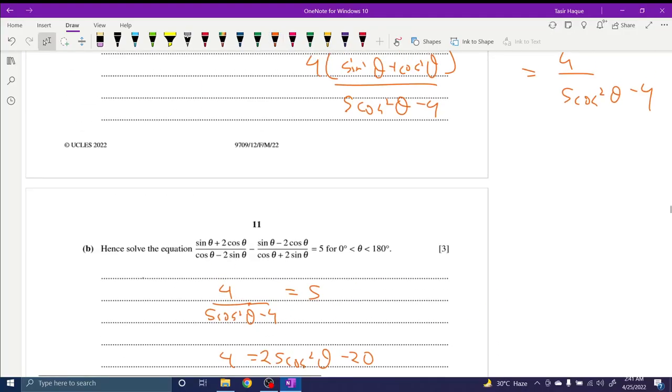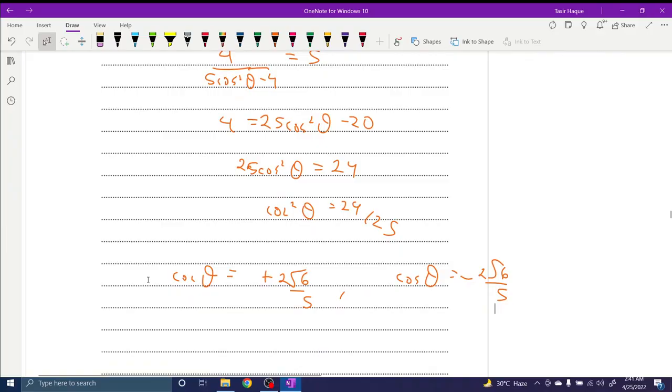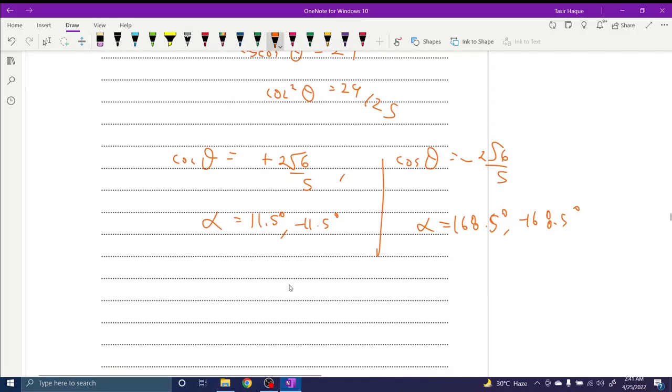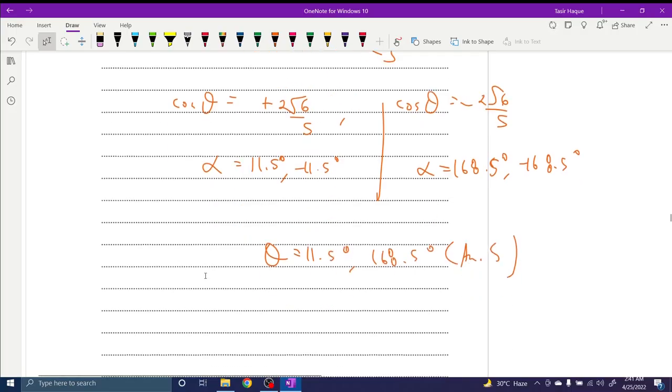Okay, so check your domain. It's in degrees, right? So 2 root 6 by 5, that's alpha is equal to 11.5 degrees and minus 11.5 degrees. What about this? Alpha is equal to 168.5 degrees and minus 168.5 degrees. So what are the values that fall in our range? Theta is equal to 11.5 degrees and 168.5 degrees. These are our answers. Okay, let's move on.